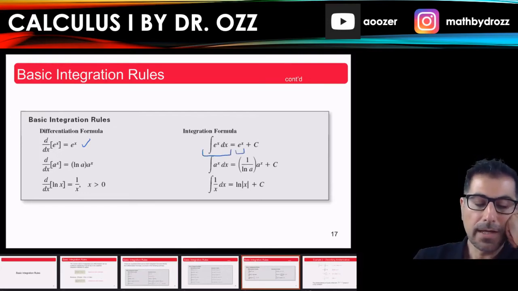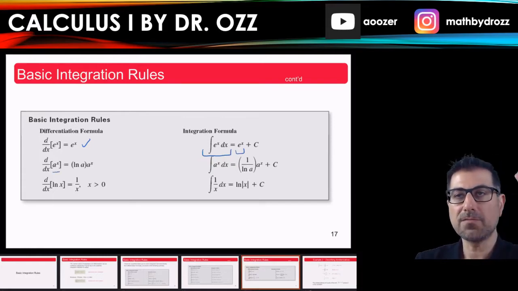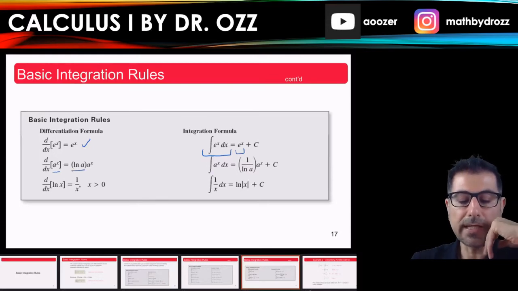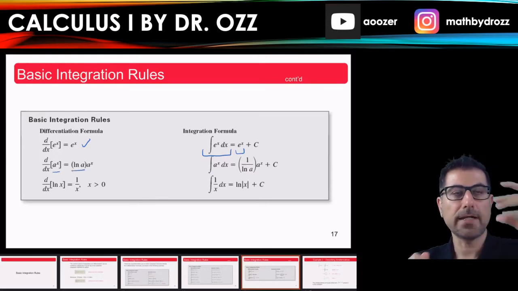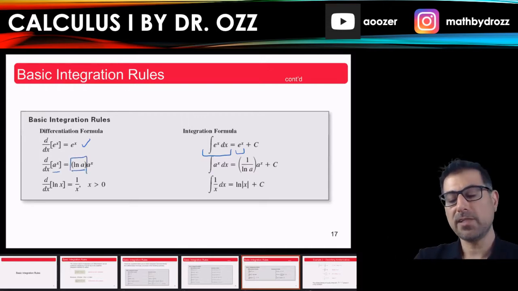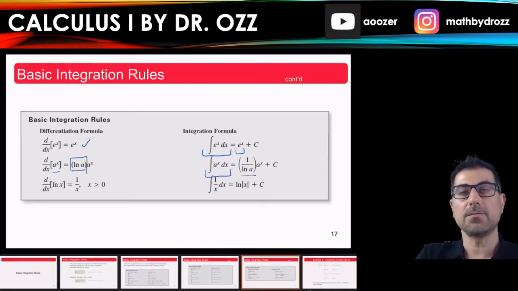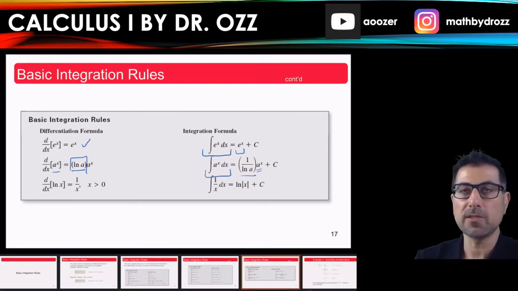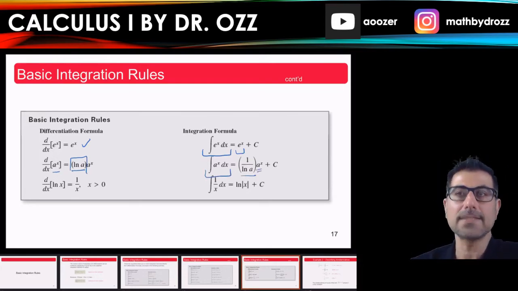Okay? And we had the derivative of a to the x. So a is a number different from e, let's say. Okay, so then the derivative of that would be ln a times a to the x. So I essentially multiply a to the x by ln a. So this time, when I do the integration, I'm going to divide. So multiplication becomes division. So 1 over ln a times the same exponential function plus an arbitrary constant.